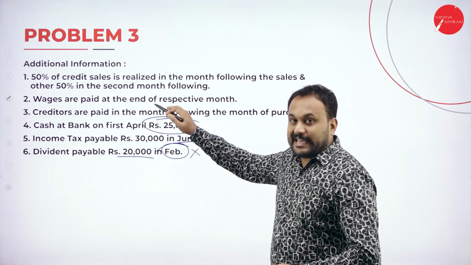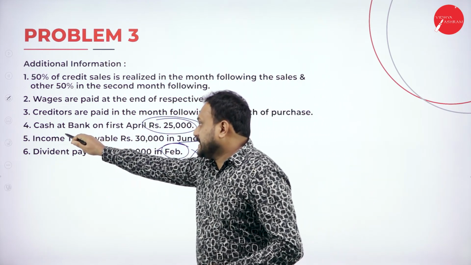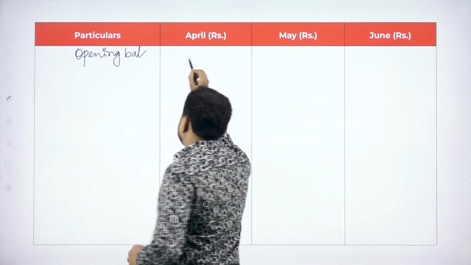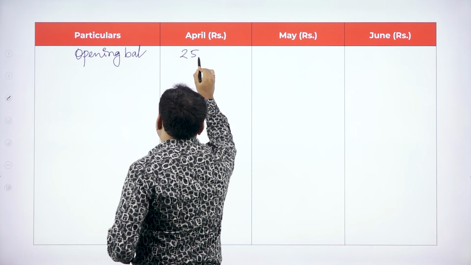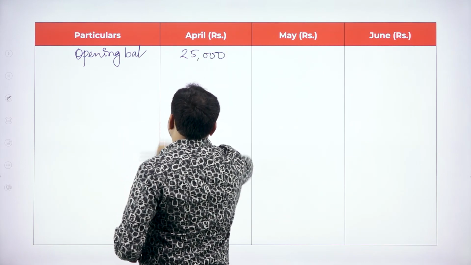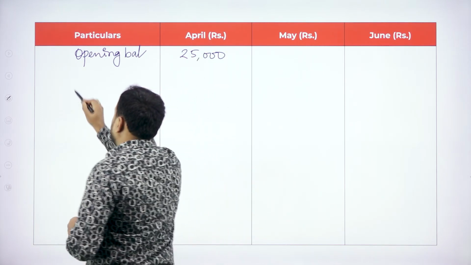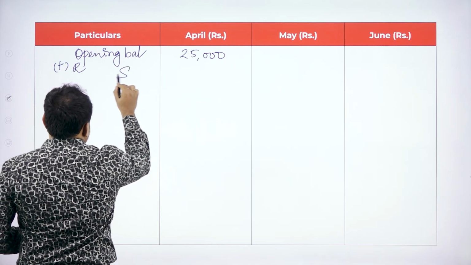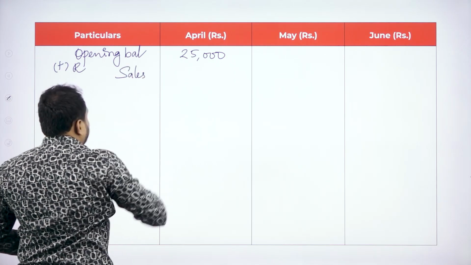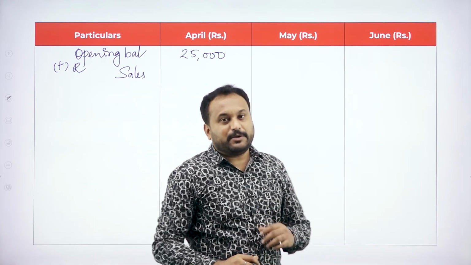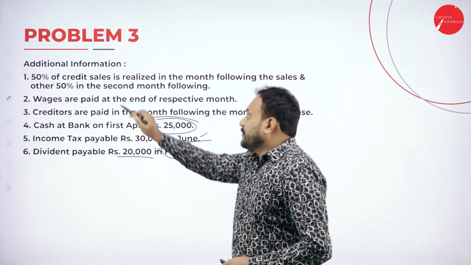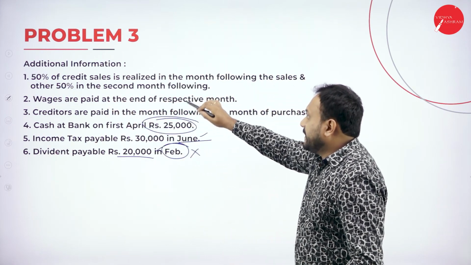The first one is the sales, but before that, cash at bank is how much? 25,000. So we'll write here opening balance 25,000 rupees in the month of April. Next, plus we need to add all the receipts. The first receipt here is sales. Now for the sales, there was some adjustment. What exactly is the adjustment all about? Now, 50% of credit realized.